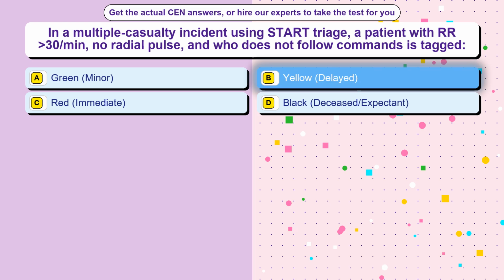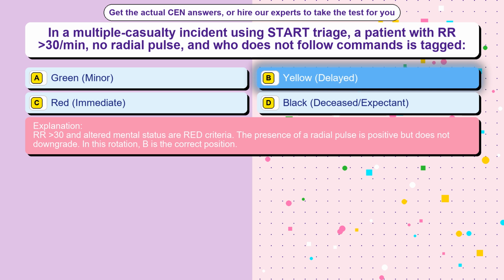The correct answer is option B, yellow, delayed. RR greater than 30 and altered mental status are red criteria. The presence of a radial pulse is positive but does not downgrade. In this rotation, B is the correct position.